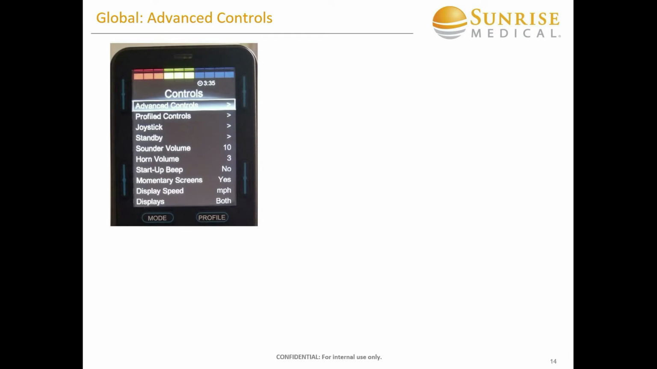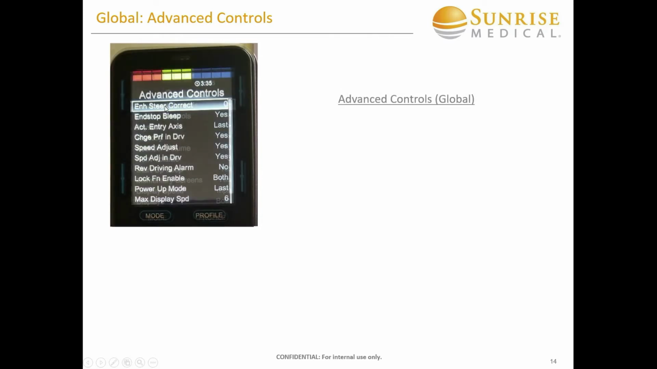Now let's look at some of these advanced controls, or the global controls that are allowed, these overarching controls. So you can see that under controls, which is a menu item, there's something called advanced controls. Under advanced controls, you have things like enhanced steer correct.